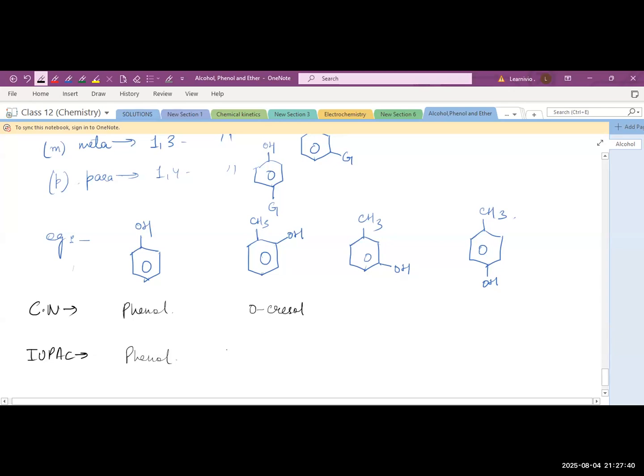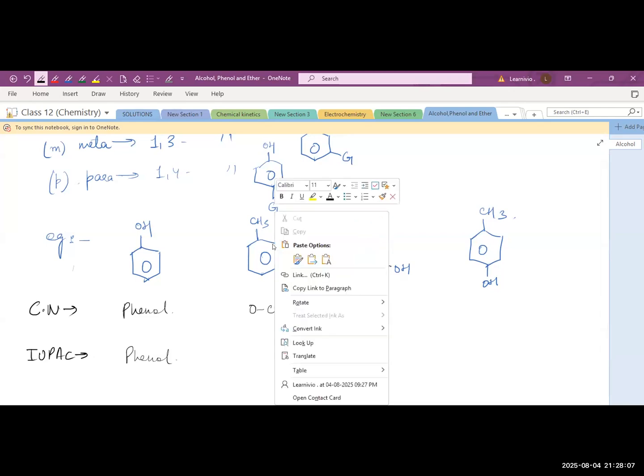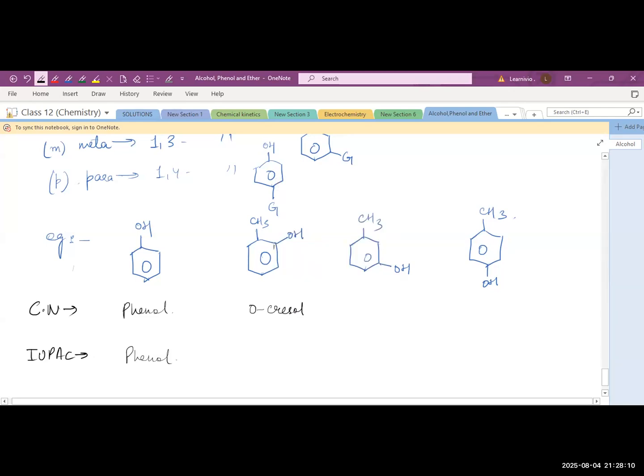On the second position, the methyl group is attached. On the first position, there is an OH group, right? OH is fixed because we are talking about phenol. If the methyl group is at the ortho position, then it is known as orthocresol. And what will be the IUPAC name? We start the numbering from the first position, where the hydroxyl group is attached. This is position 2, so we call it 2-methyl phenol.